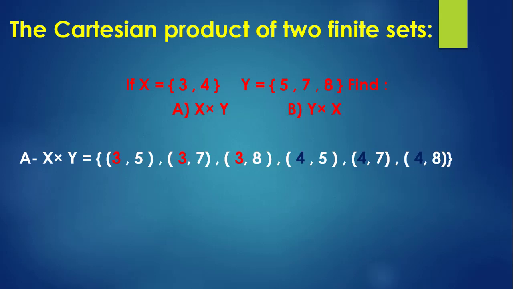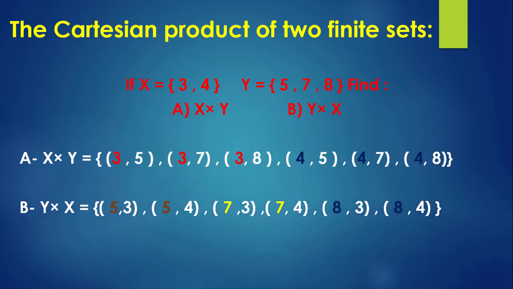Now what about y by x? Cartesian product of y by x. By the same way, but this time I should take the first projection from y, because here y is at the first. So I'll take the first projection from y. So it will be (5, 4), (5, 3). Then 7: (7, 4), (7, 3). And finally, also I'll take 8. So now we have (8, 4) and (8, 3). So this is the Cartesian product of y by x, and this is x by y.